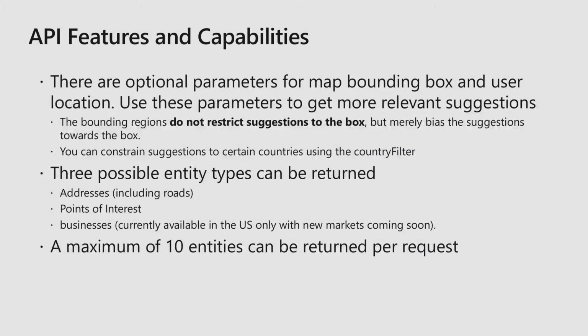There's 3 types of entities that can get returned by this API: addresses, points of interest, and businesses. And we should point out that the location that you're seeding it with is a suggestion. It helps the algorithm weigh things out, but the suggestions that come back will not be restricted to that area, which is important to note. So it helps in the ranking of results. Maximum of 10 entities will come back with each keystroke.